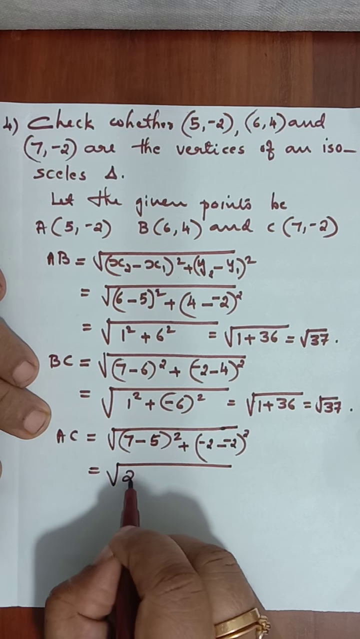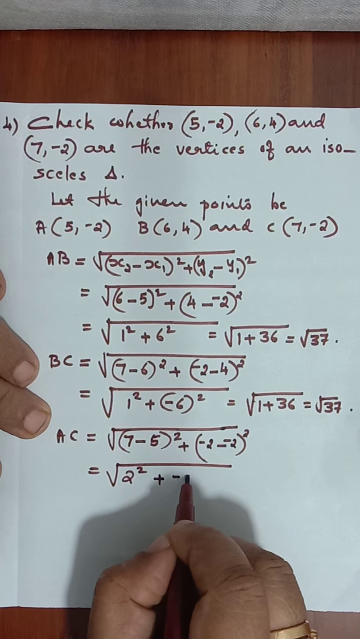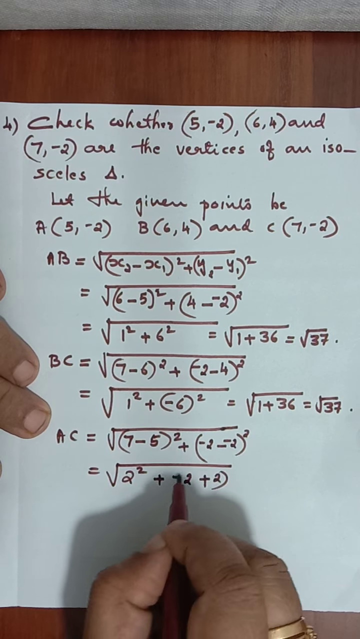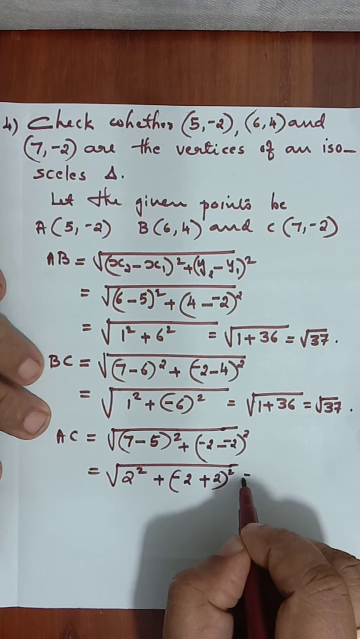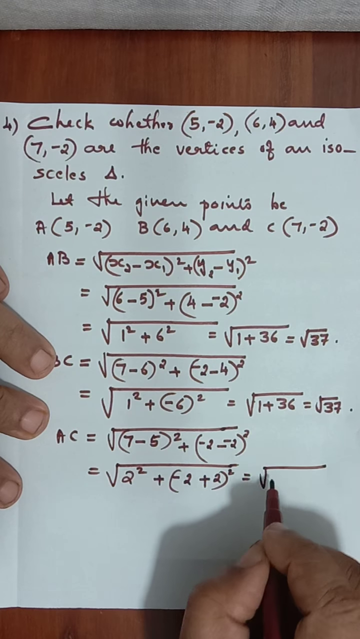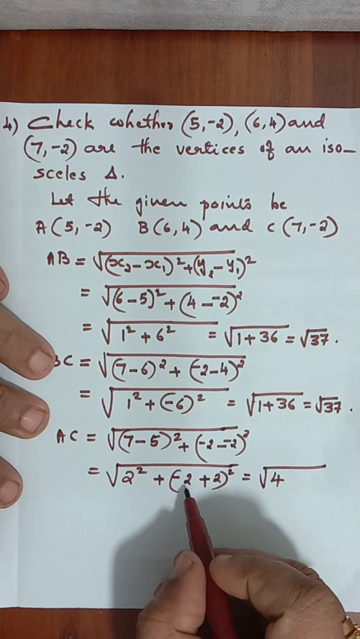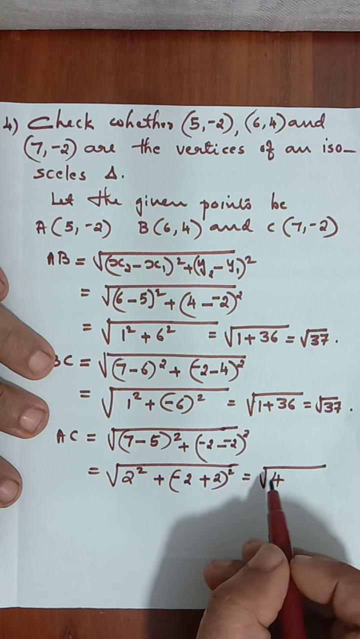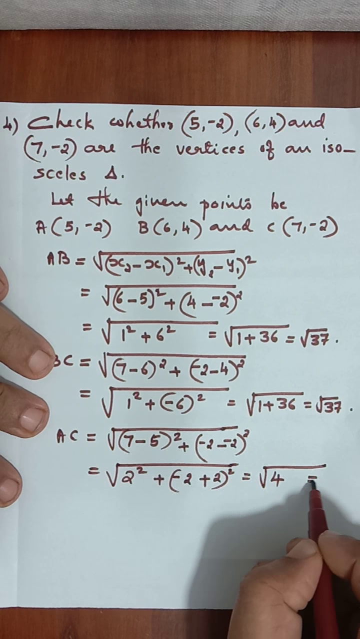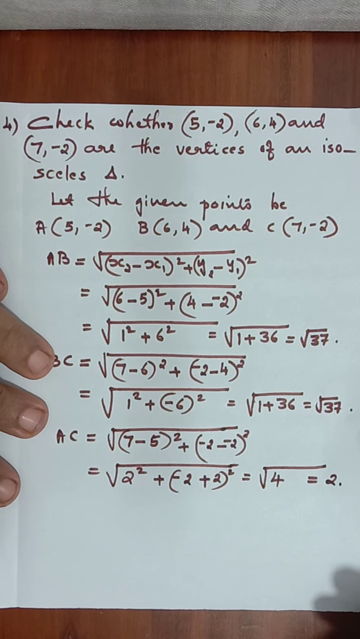7 minus 5, 2 square plus -2 plus 2. -2 plus 2 will become 0. Square root of 2 square is 4 plus -2 plus 2 is 0. 0 square is 0 itself. Root 4 is equal to 2 here we are getting.